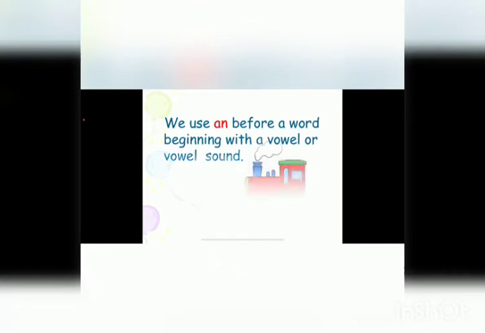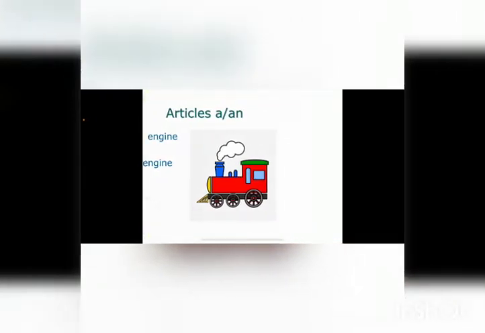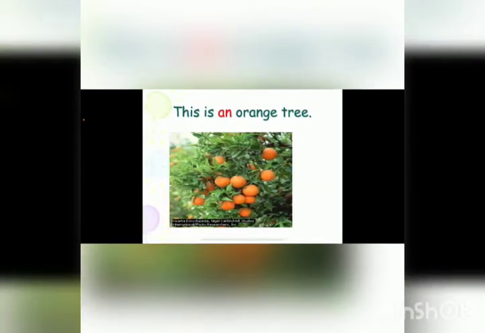Now for example, what do we see here? Yes, that's an engine. The word engine starts with the vowel E and has a vowel sound E. So we use article an before it and we say an engine. Let us take another example. This is dash orange tree. Here the word orange starts with a vowel sound o. So we use article an before it and we'll say this is an orange tree.